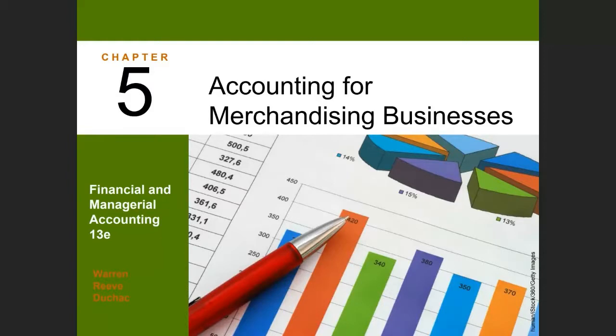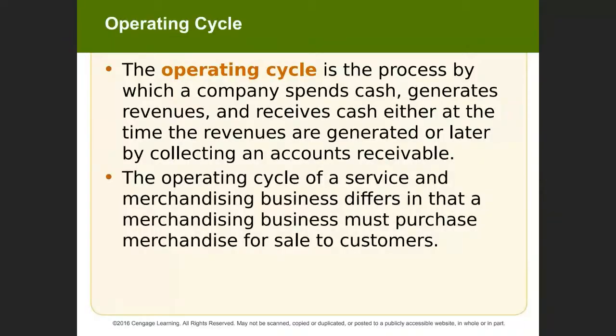So, accounting for merchandising businesses. The operating cycle is the process by which a company spends cash and generates revenues and receives cash either at the time the revenues are generated or later, depending on when they collect their accounts receivable.